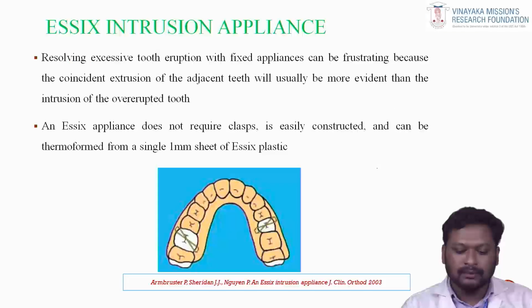And the A6 intrusion appliance. This is an A6 intrusion appliance. This will resolve excessive tooth eruption. With fixed appliances it can be frustrating, because the concurrent extrusion of adjacent teeth will usually be more evident than the intrusion of the overerupted teeth. This appliance does not need any clasp. It is easily constructed and can be thermoformed from a single 1 mm sheet of A6 plate. Like the clear aligners we talk about nowadays, similarly the A6 appliance is there.